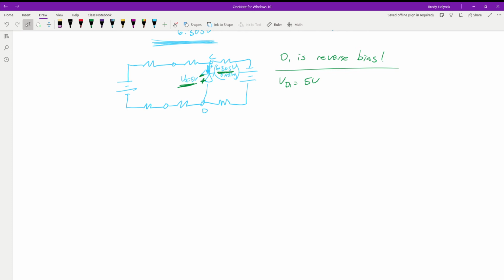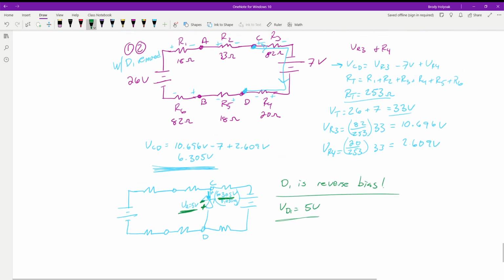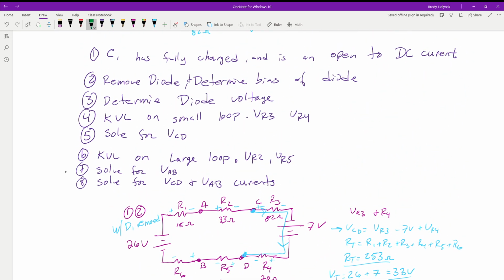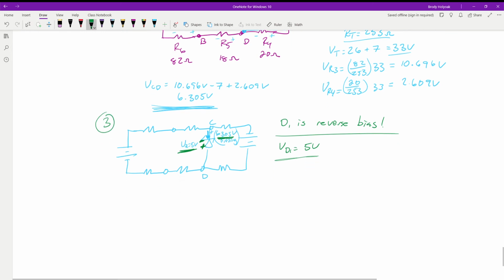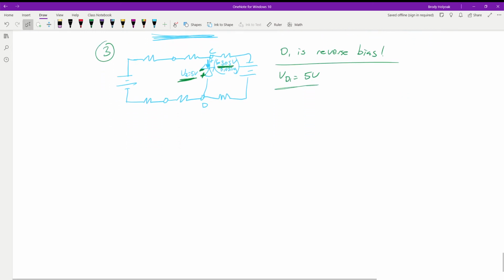Okay, so we now know that the diode is in reverse bias and it has a 5-volt voltage across it. So now that finishes up step 2 and takes care of step 3. Now what we need to do is look at our circuit and solve the values in each of the loops. So step 4 is the KVL of the small loop. So we write down our circuit again. And again, you don't have to write these down, but I'm trying to make sure that it's very split for what we're looking at.